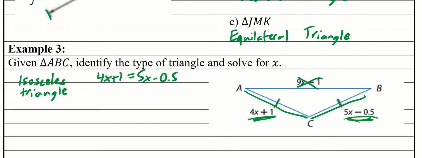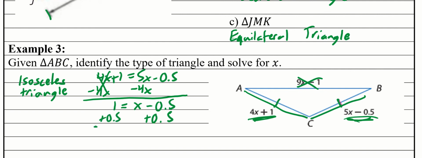Okay, now that I've got this set up, I just need to solve. So there's multiple steps to do that. I like to work with the variables first. So I'm going to subtract 4x from both sides since it's a positive 4x. When I do that, I'm going to be left with 1 equals 1x, or just x, minus 0.5. And then last step here, add 0.5 to both sides since it's negative.